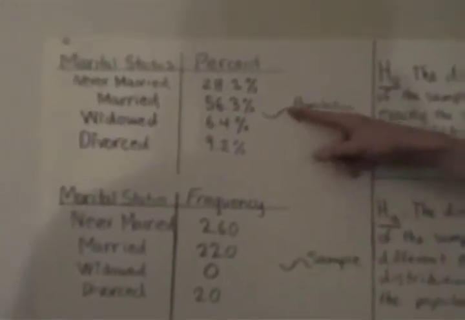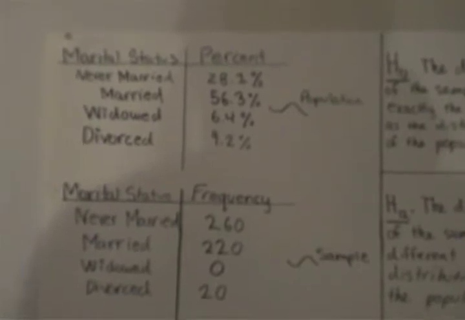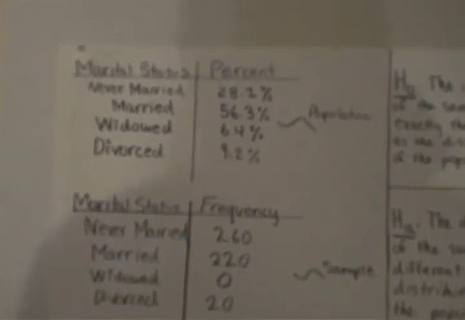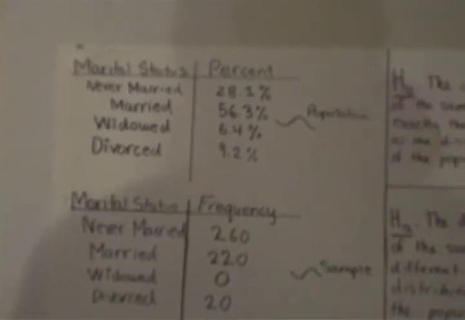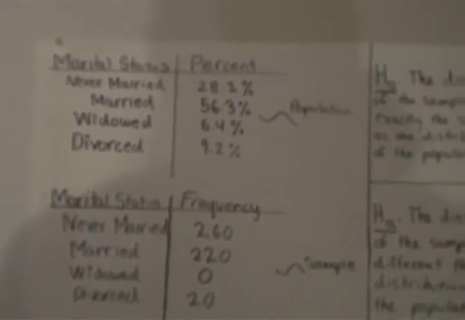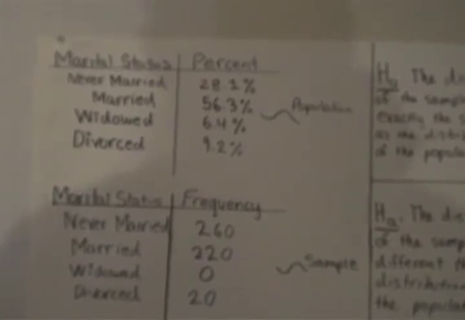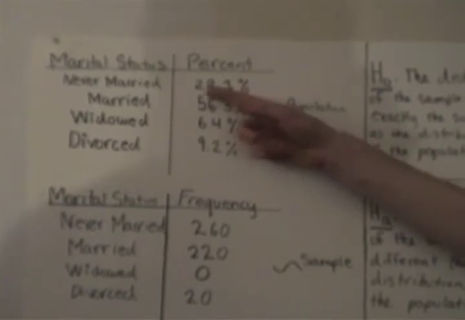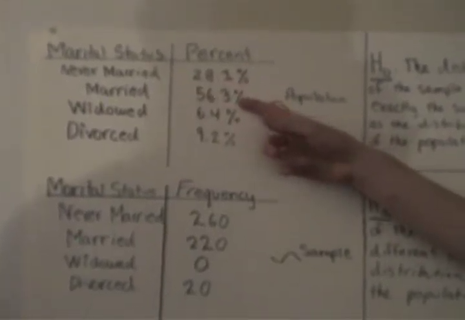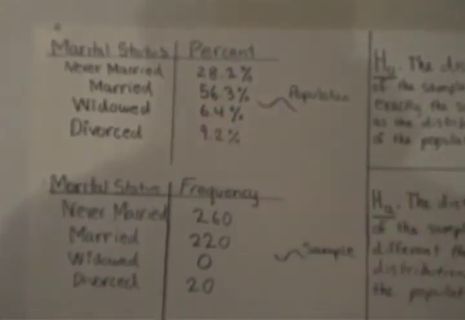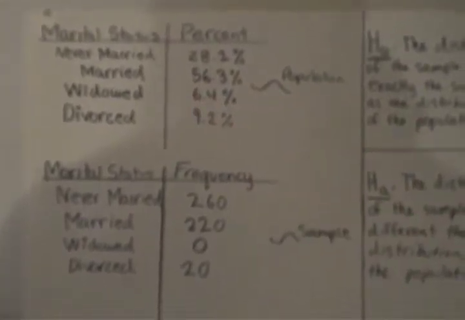So this right here is the population percentage distribution of U.S. males aged 25 to 29 from a poll taken in the year 2000. So 28.1% of the males were never married, 56.3% were married, 6.4% were widowed, and 9.2% were divorced.